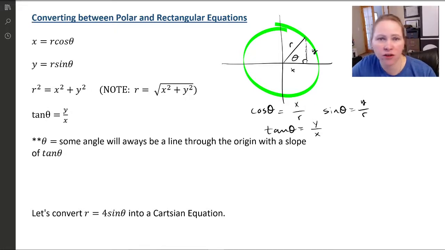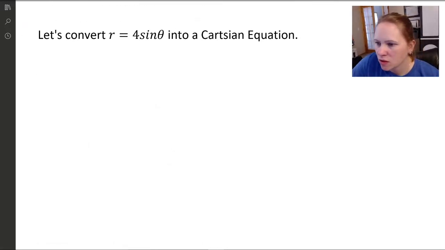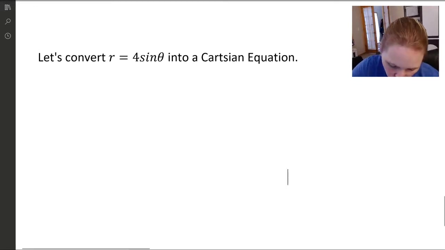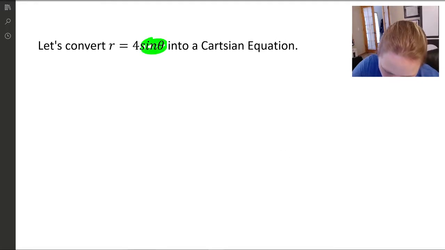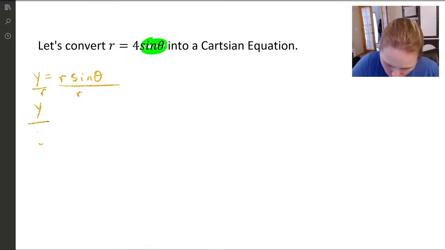So if I wanted to convert r equals 4 sine theta into a Cartesian equation, my first step, and let's get ourselves a little bit of room here, my first step is going to be to replace any thetas. So coming back up here, I have a sine theta. So I'm going to remember that y equals r sine theta. So to replace sine theta, I'm going to replace it with y over r. Whoops, y over r, not y over y. So this is what I replaced sine theta with.